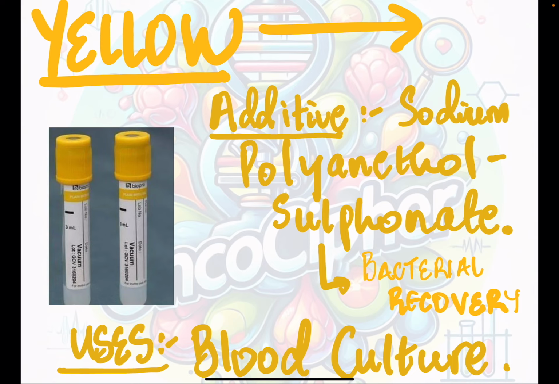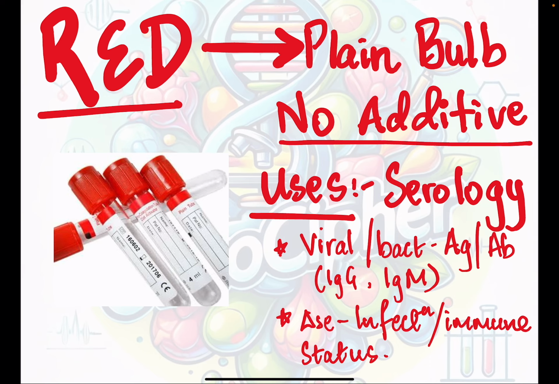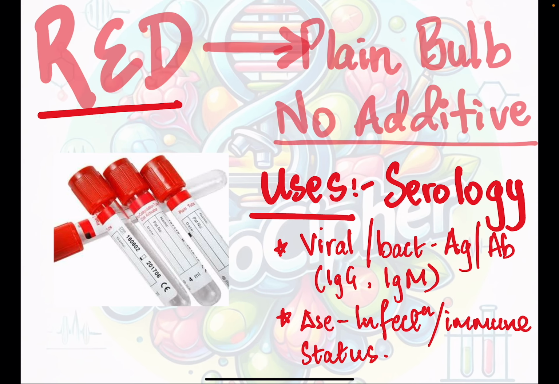The additive used is sodium polyanethol sulfonate, which aids in bacterial recovery. So, obviously, it is used for microbiological tests and blood culture. The next one that we'll talk about is the red colored plain bulb, which has no additive in it, and it is used for serological testing of viral and bacterial antigen antibodies such as IgG, IgM, which is used to diagnose infections and the immune status of the patient.